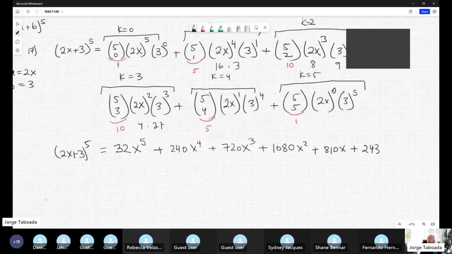Okay. Let me continue the review. This was question 17 of the review, and this is the answer. Now 18. What is the complication in 18? Well, there are two complications. Number 1 complication is the 6th power.